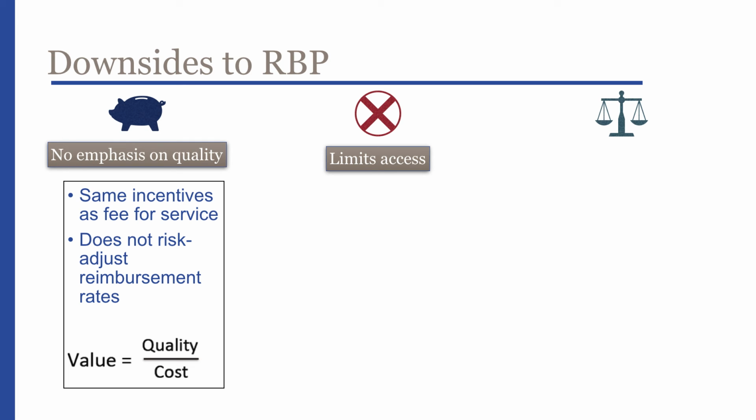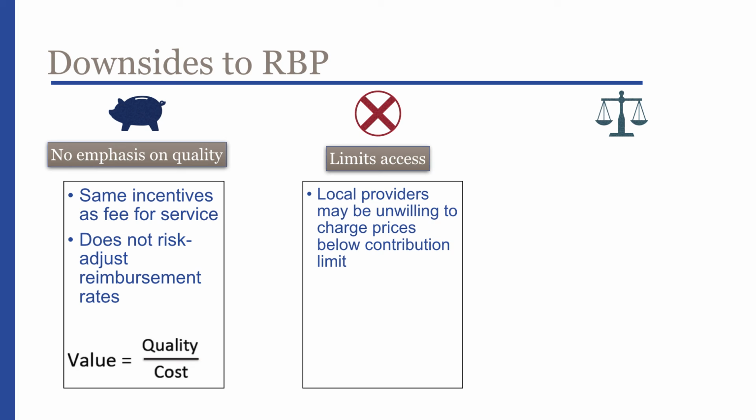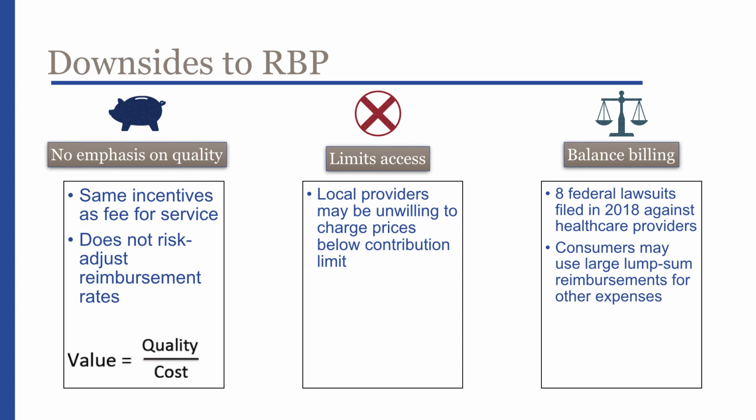Narrow networks are formed by the use of reference-based pricing, especially if local providers are unwilling to charge prices below the contribution limit that is determined by the payer. And this can result in patients having a difficult time finding care and receiving the services that they need. Also, balance billing tends to increase with reference-based pricing. In 2018 alone, there were 8 federal lawsuits against healthcare providers for the act of balance billing, where healthcare providers sue consumers for the remaining balance left after reimbursement.